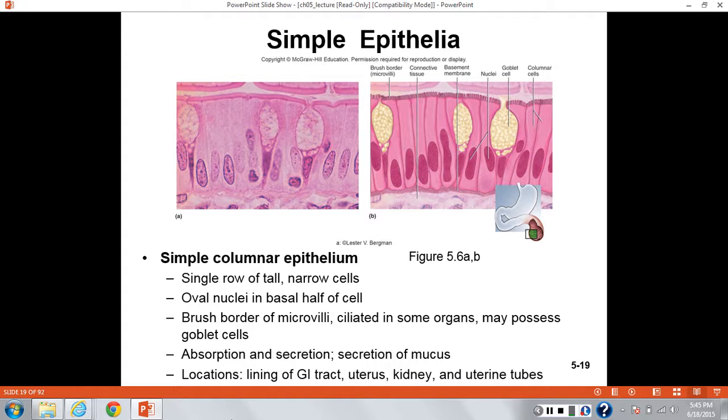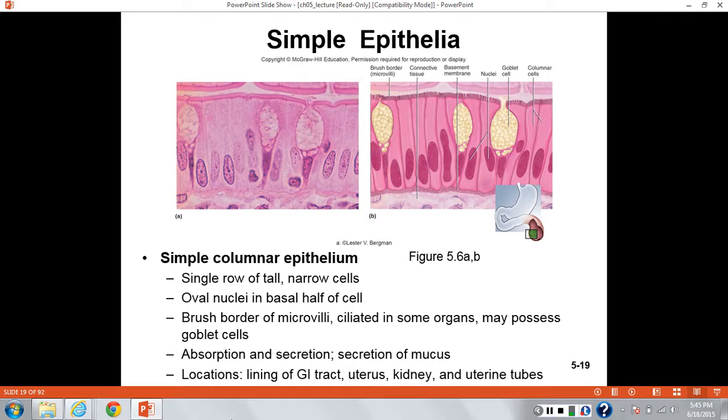Goblet cells. What did we say the goblet cells secrete? Mucus. And what's the purpose of the secreting of mucus? Protection. We also have microvilli.